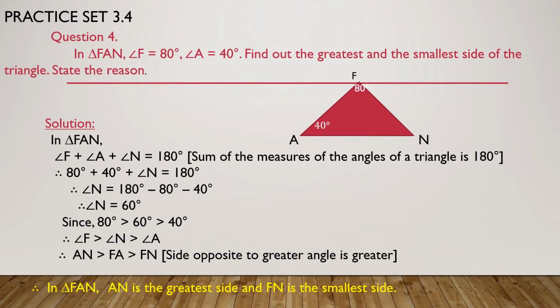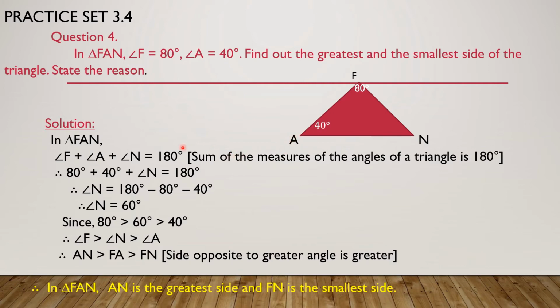Question number 4. In triangle FAN, angle F is equal to 80 degrees, angle A is equal to 40 degrees. Find out the greatest and the smallest side of the triangle. State the reason. First you have to draw the triangle. In this triangle two measurements are given. Then we have to find the third angle.